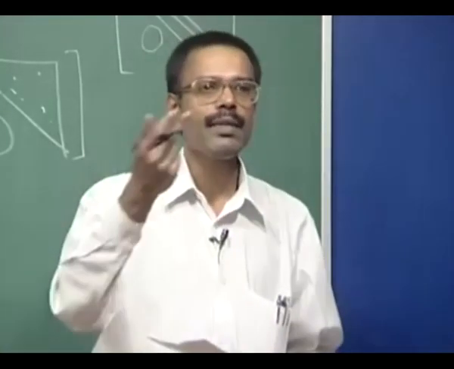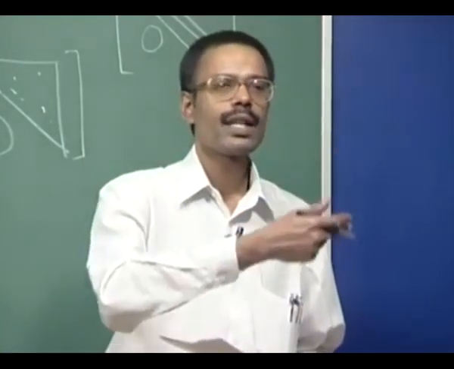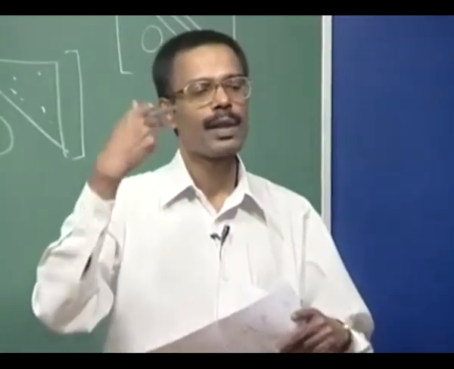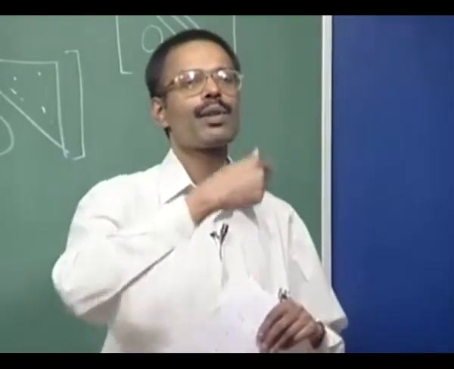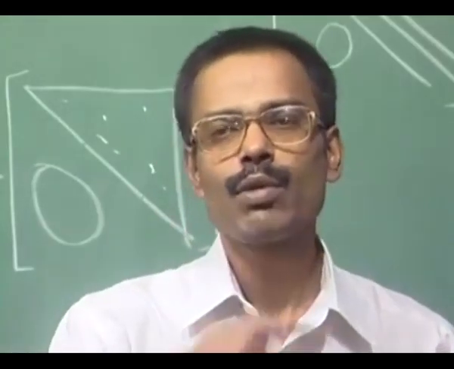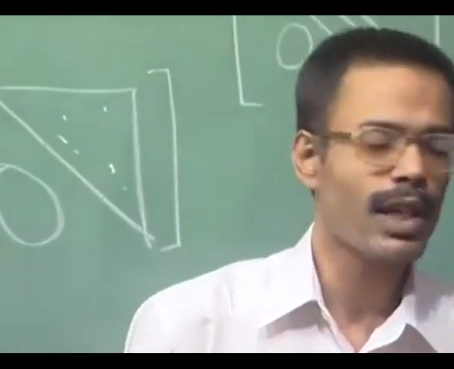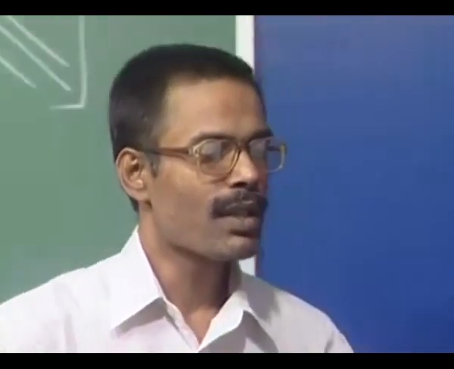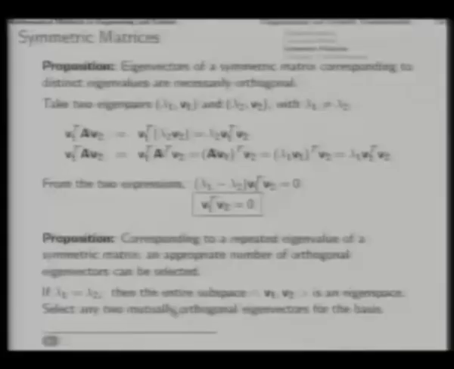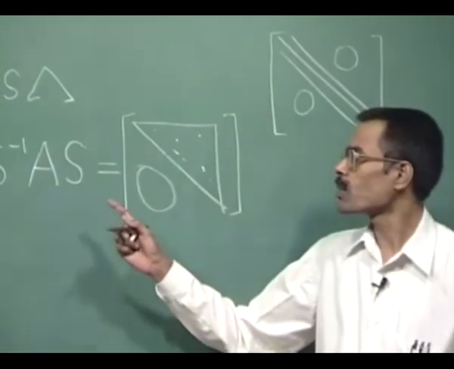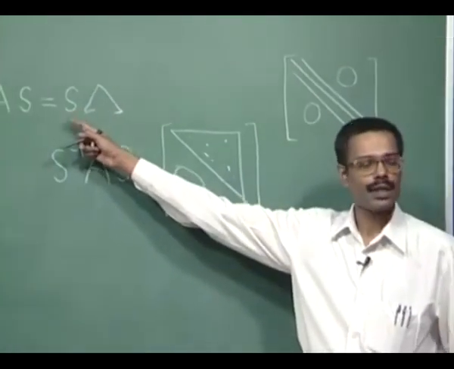That means any vector in that plane is an eigenvector. So, if in a plane we have infinite possible eigenvectors available, then two mutually orthogonal eigenvectors we can always pick up. So, that means we can select any two mutually orthogonal eigenvectors for using in the basis, that is for filling up the appropriate columns of this matrix S.